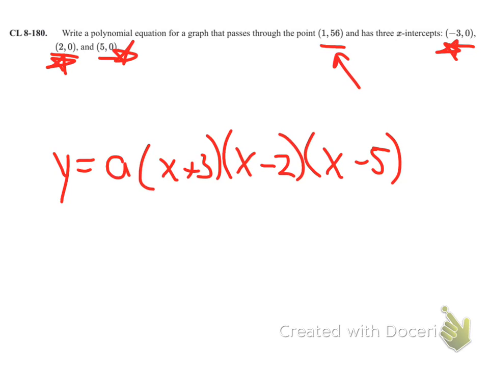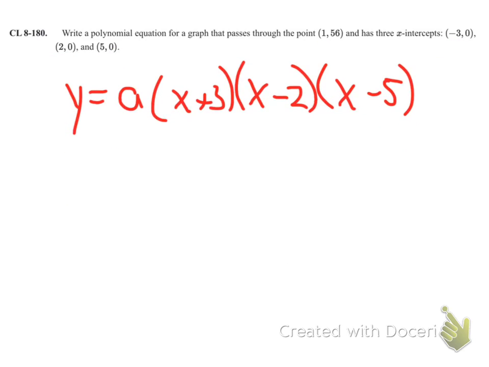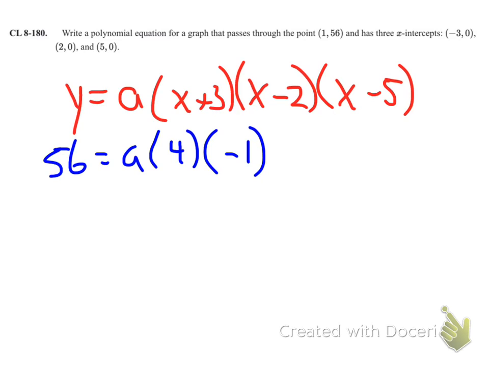So now what I'm going to do is use that coordinate point, and I'm going to substitute it in for x and for y, and solve for a. So 56 is my y value. A, if I put 1 in for x, I have 4 for that set of parentheses. I put 1 in for x, I have -1 for that set of parentheses. And when I put in 1 for x, I have -4 for that set of parentheses. That now gives me 56 equals a times 4, -1, -4, which is going to be 16a.